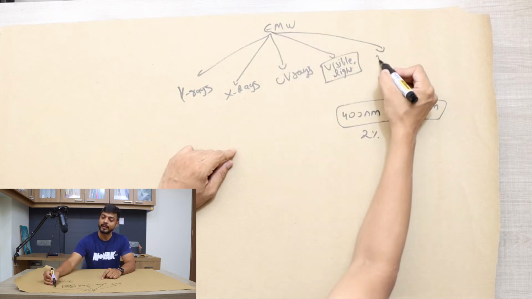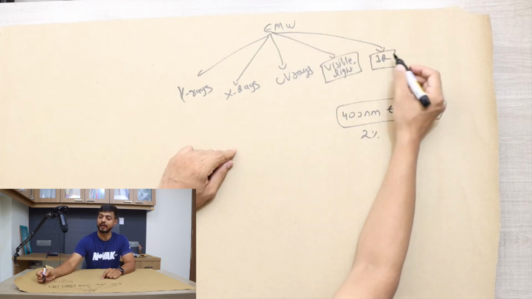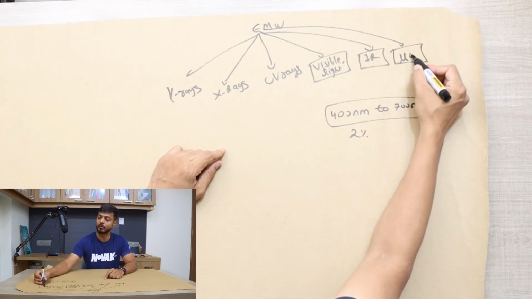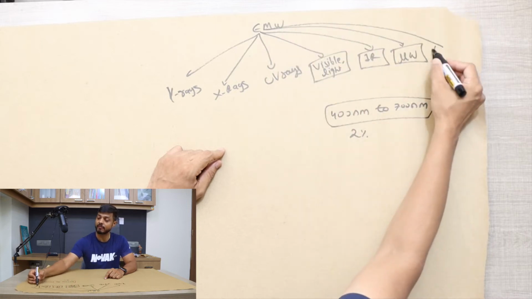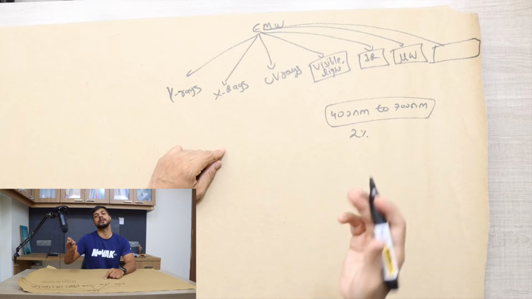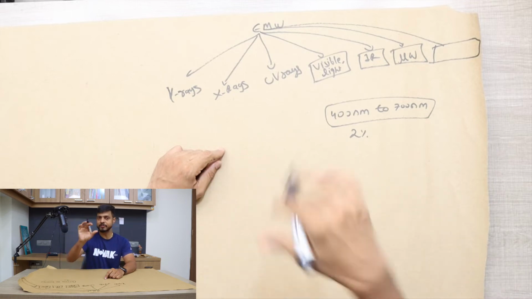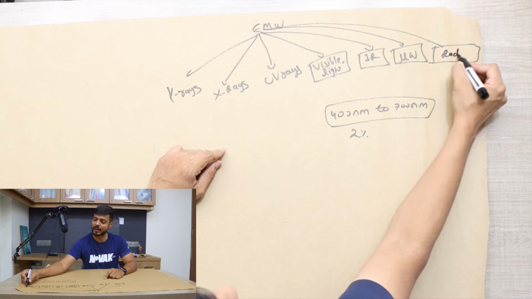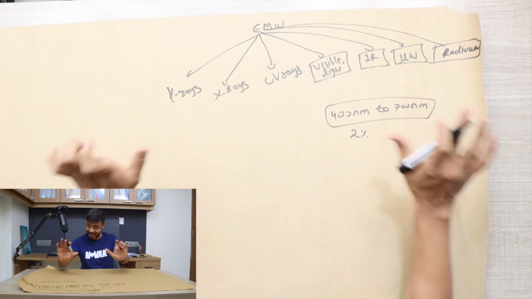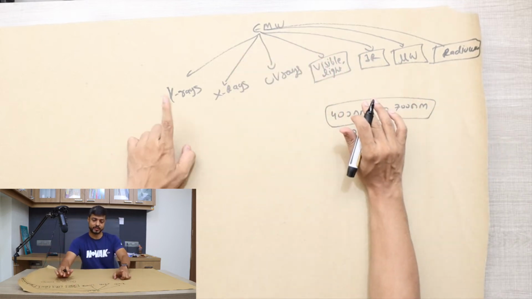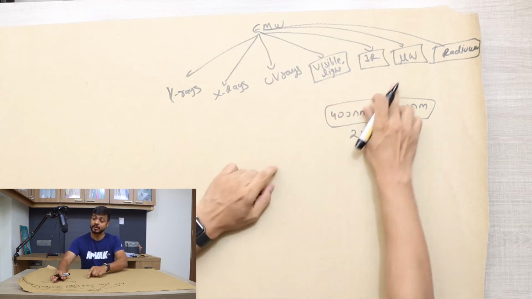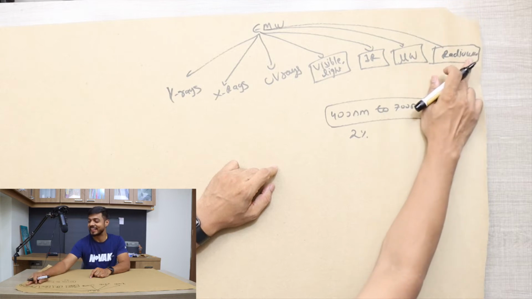And then we have infrared, IR, infrared light rays. And then we have microwaves. And then we have radio waves. The radio spectrum is actually very large, so further we can divide radio waves into short radio waves and long radio waves. So this is the entire spectrum of electromagnetic waves. It starts from gamma, X-rays, UV rays, visible light rays, infrared, microwaves, and then radio waves.